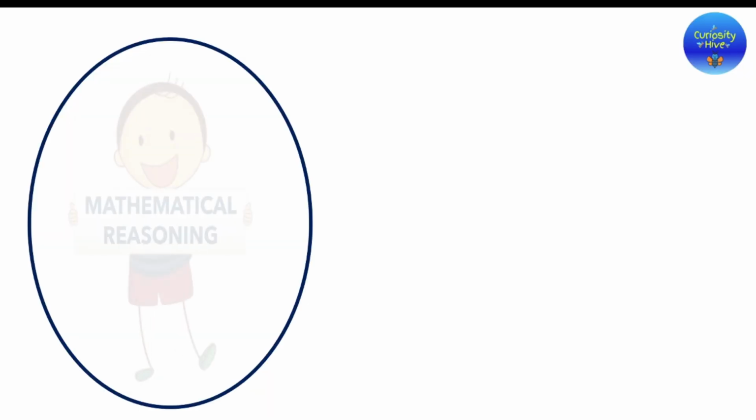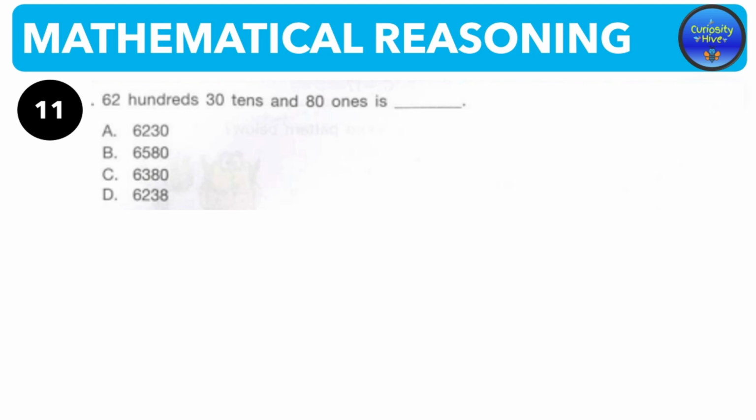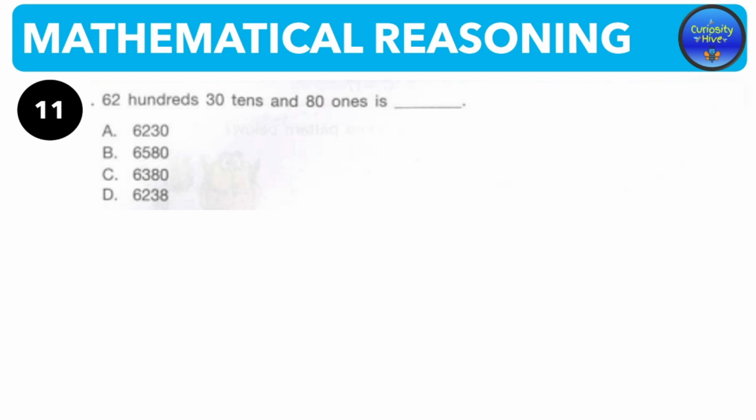Now it's time to tackle the mathematical reasoning. So let's get started with the 10 questions under this section. So our first question in this section is 62 hundreds, 30 tens and 81s is what? Well, I hope you've chosen the right answer because most of the times just looking at these numbers you would choose 6, 2, 3, 8, which is wrong.